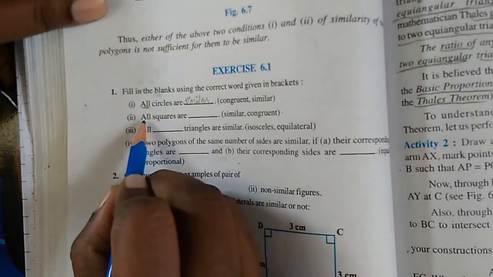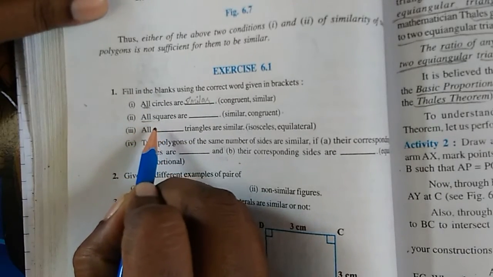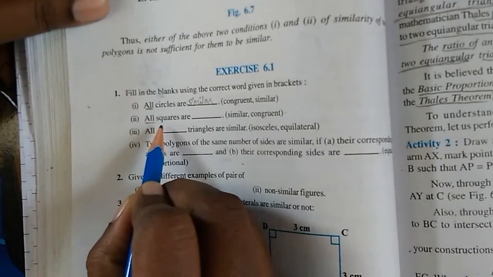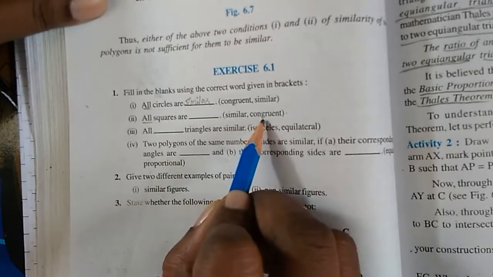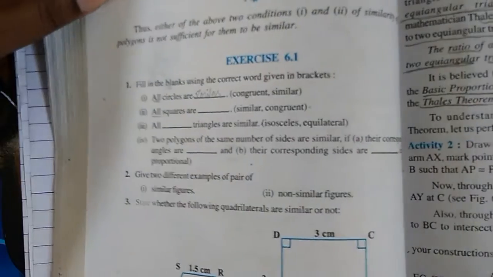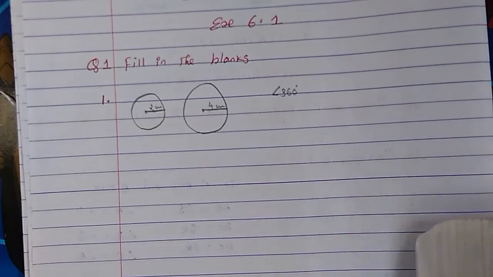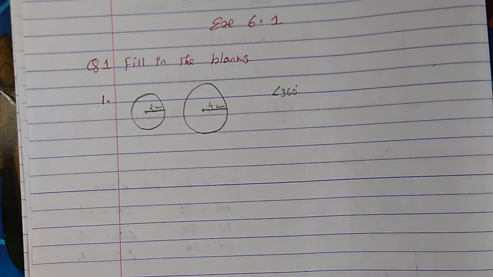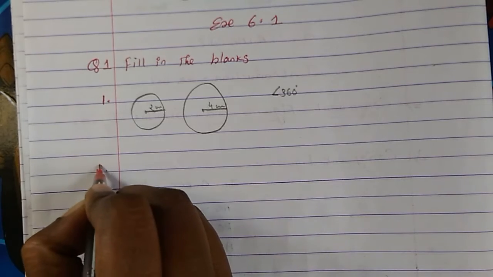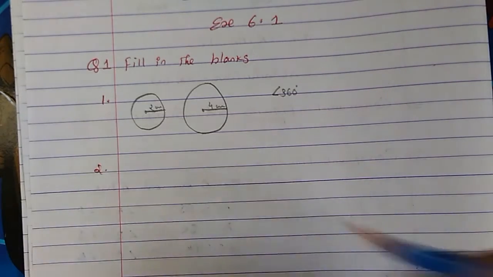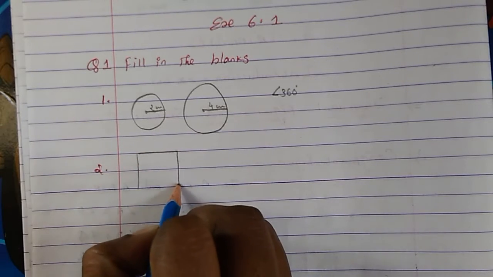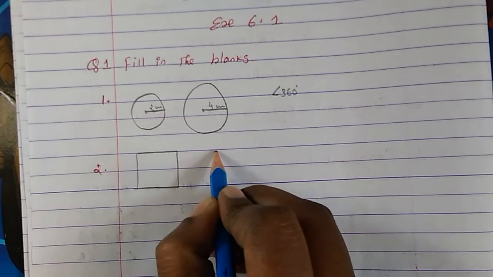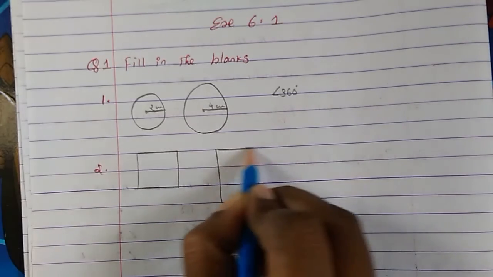Okay, now for the second, all squares are similar or congruent. Again it is all squares. So all squares can be small squares, big squares. So it can come under similarity but not congruent. Congruent means it should be same to same. For the second one, squares are congruent means same to same should be there, but here all squares means a square can be big and small.